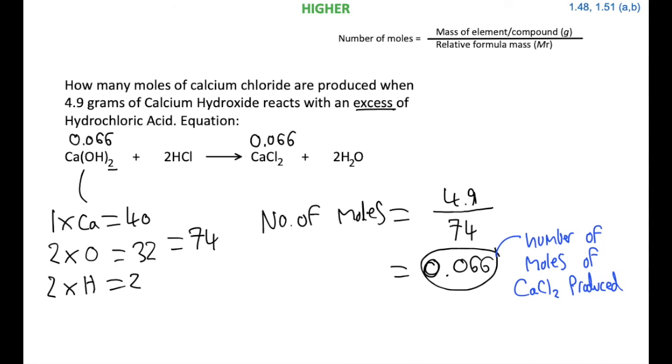Now, if you wanted to test yourselves, you could try and work out the mass in grams of this product which is formed. We know how many moles of calcium chloride we have, which is 0.066. I'm not going to go through it, but I will leave the answer and the working for you to see if you've done it correctly.